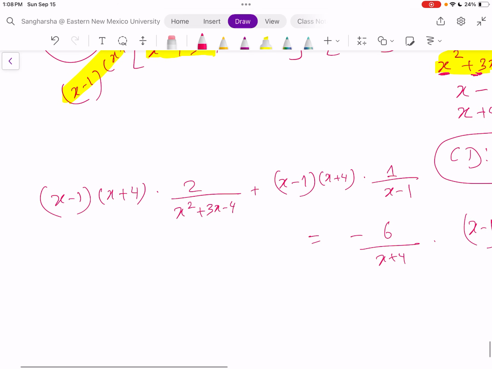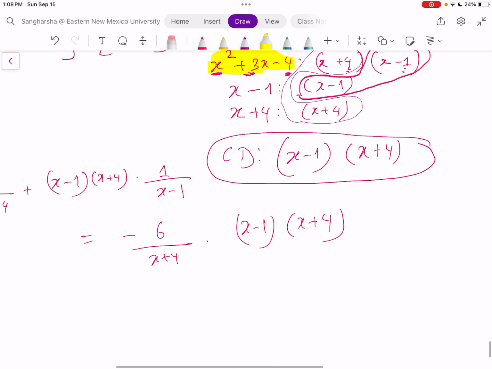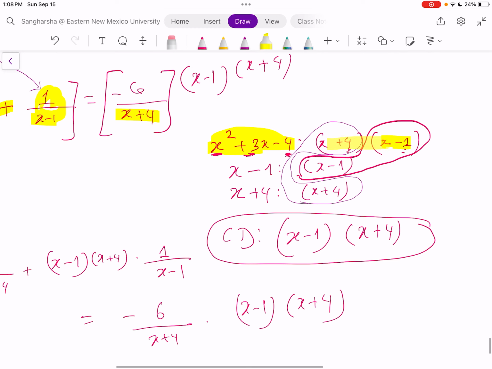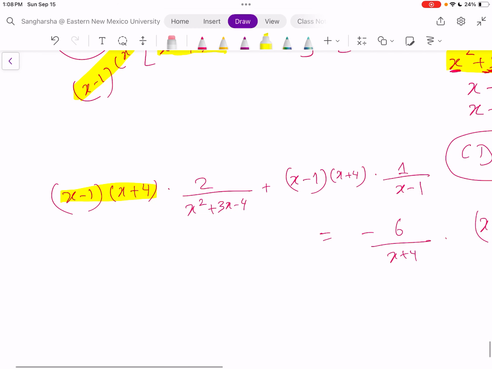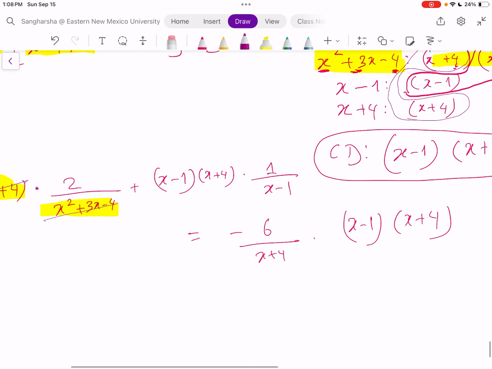Now once you multiply each expression with the common denominator, you get rid of the denominator. Okay, now here x minus 1 times x plus 4 is the same as x squared plus 3x minus 4. So this expression and this expression are the same. One is in the numerator, another is in the denominator, and we have them in product form, so we can cancel. Here you can cancel x minus 1, x minus 1. On the right side you can cancel x plus 4, x plus 4.